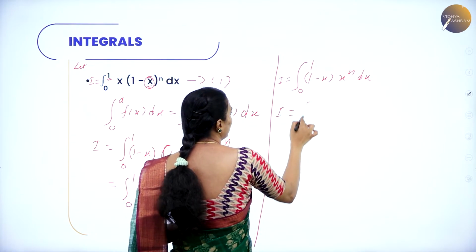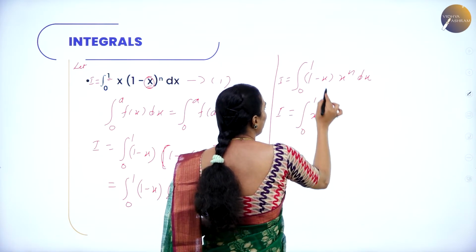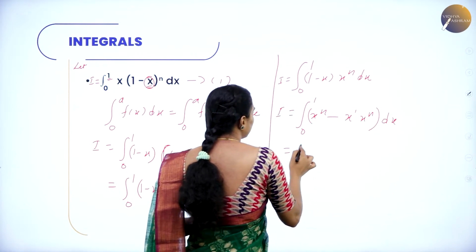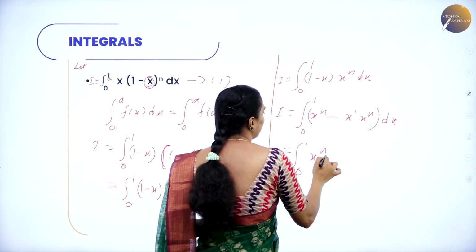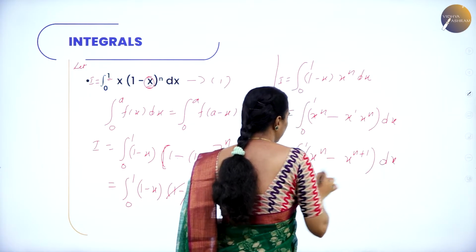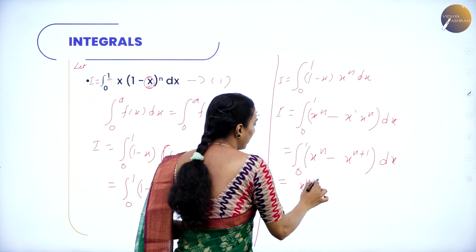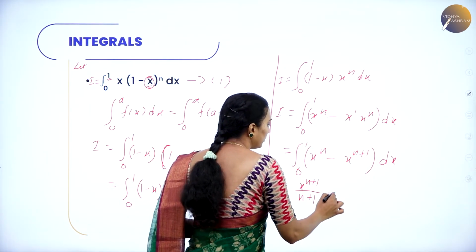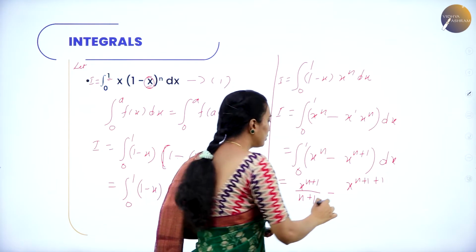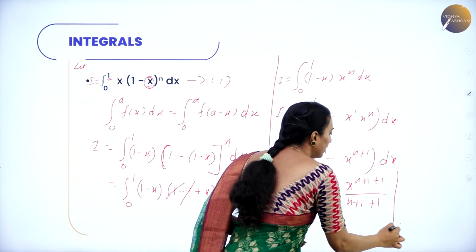Now I is equal to integral 0 to 1. You can multiply x power n inside. 1 into x power n is x power n minus x power 1 into x power n into dx. Now you can segregate this: integral 0 to 1 of x to the power of n minus x to the power of n plus 1 into dx. Now what happens to this? You know, integral of x power n is nothing but x to the power of n plus 1 divided by n plus 1. Similarly, you can do this one: x to the power of n plus 1 plus 1, n plus 1 plus 1 is n plus 2. Remember, dear students, divided by n plus 2, from the limit 0 to 1.